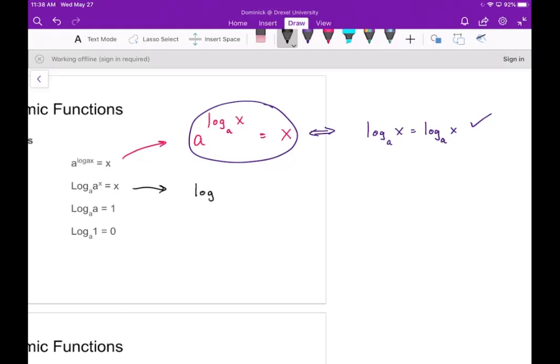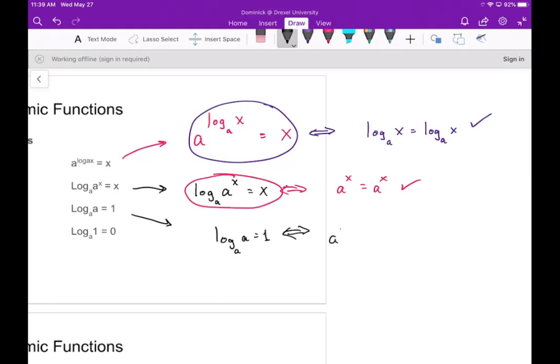Next one is that if we have log base a of a to the x, that's equal to x, right? So of course, to see this, let's convert it, and this will be a to the x is equal to a to the x, right? So of course, since that's true, so is this. All right, so the third one, this is log base a of a is equal to 1. And if you convert this, this says that a to the first is equal to a, which of course is true.